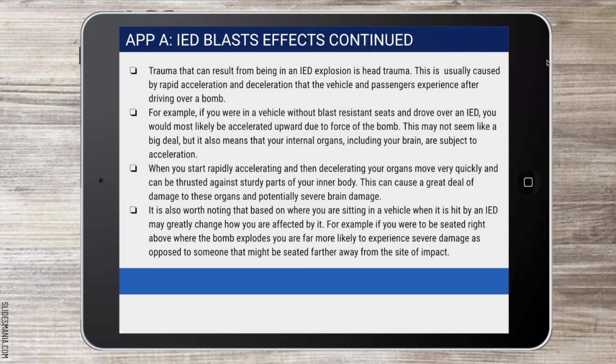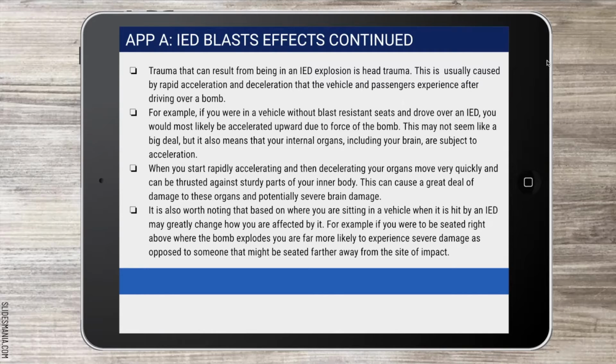For example, if you're in a vehicle without blast-resistant seats and drove over an IED, you would most likely be accelerated upward due to the force of the bomb. This may not seem like a big deal, but it also means that your internal organs, including your brain, are subject to acceleration. Put it this way, if you were to put a glass inside a metal box and shake it around real fast, when you open up that metal box, the glass would be broken. Think of that as your brain inside your skull, and that's what would happen during an IED explosion.